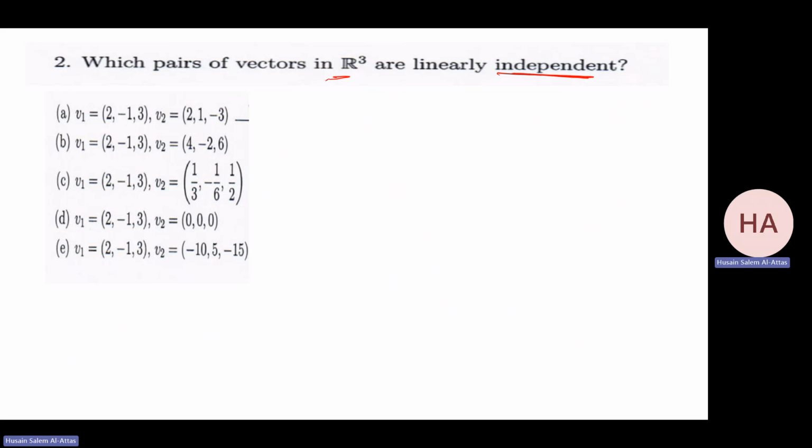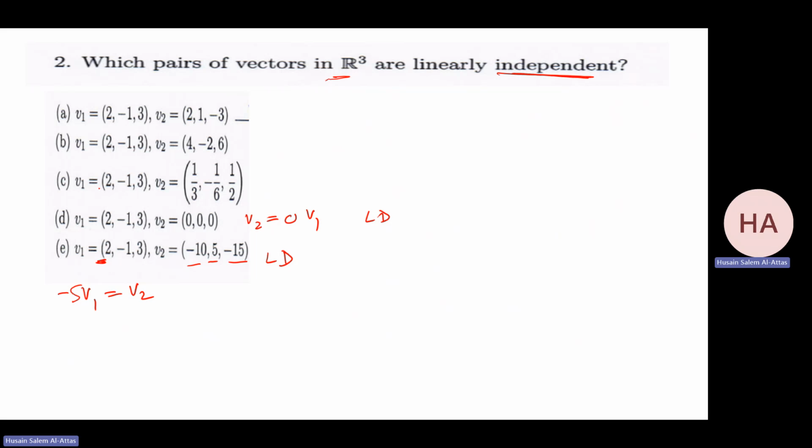Yeah, let me do it backward. I think this is by inspection, huh? Or just by looking. If I multiply this by -5, I have -5 V1. It will be -10, 5, -15. So this is V2. So they are linearly dependent. This one, I can write V2 equals 0 V1. So they're linearly dependent. Okay.